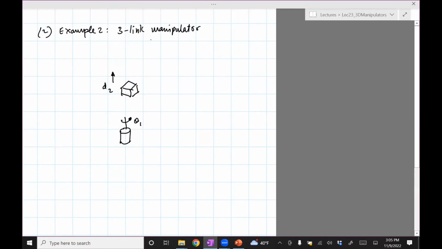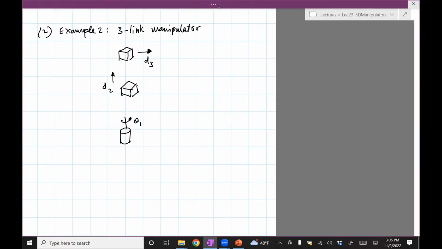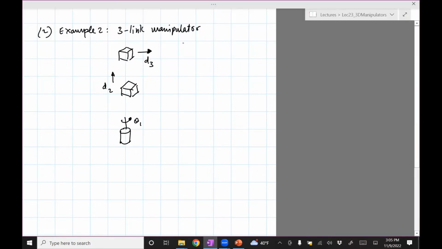Okay, and finally, I'll have another prismatic joint. Okay, and that's my end effector. Remember that I've not joined a link. I've only drawn joints. There's a link here, and there's a link like this, and so on, right? Those are not shown. This and this are joints.